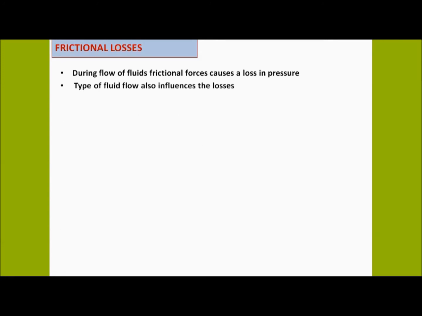So the type of fluid flow influences the losses. In general, there will be a pressure drop due to friction. Whenever a fluid flows through a pipe, there will always be a pressure drop due to the frictional losses.